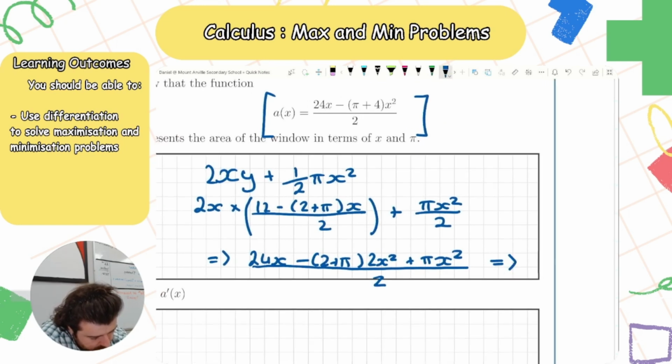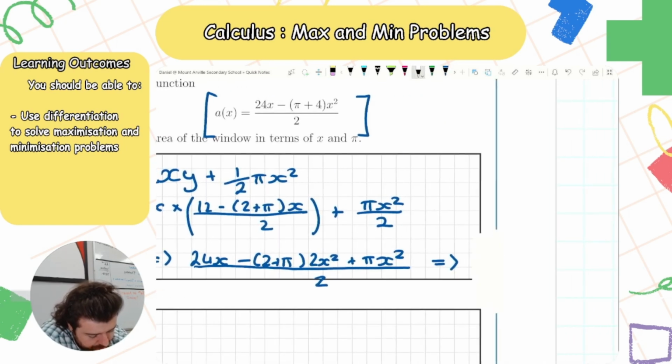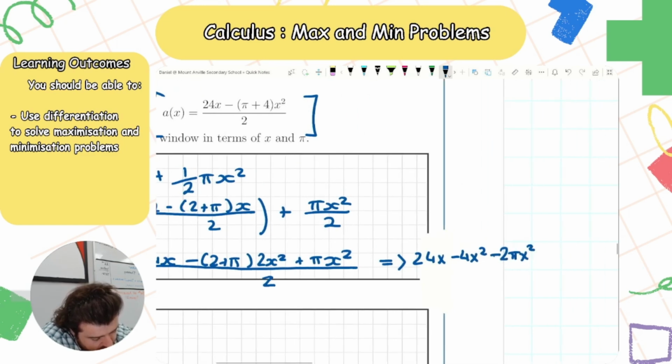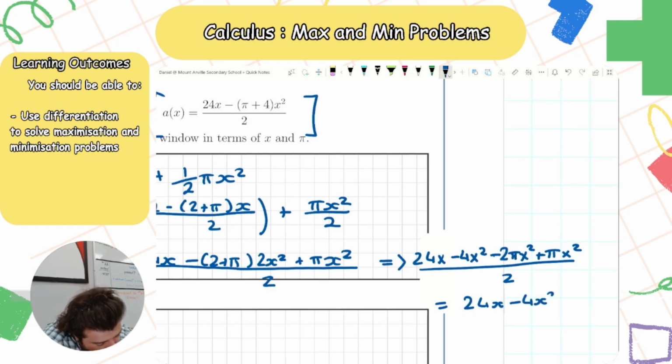So I'm just going to be left with here 24x minus 4x squared minus 2 pi x squared plus pi x squared all over 2. That would be 24x minus 4x squared minus pi x squared all over 2.